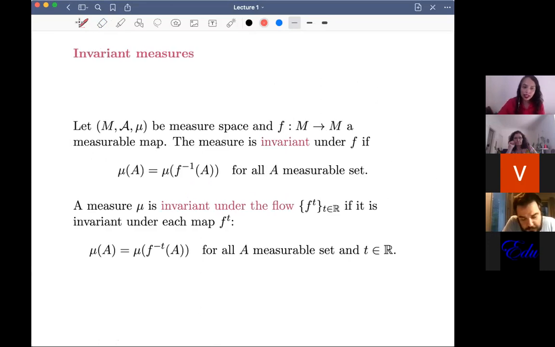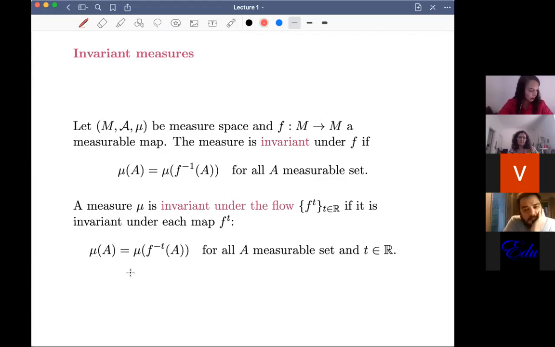We can generalize this for flows. We say that a measure is invariant under a flow if it's invariant under each map of the family of the flows. So we want the same equality, but for all t's. The only difference is that we want this to hold for all t in R. Okay?